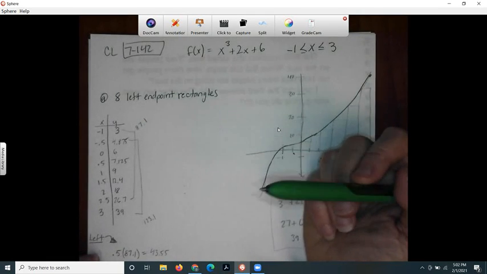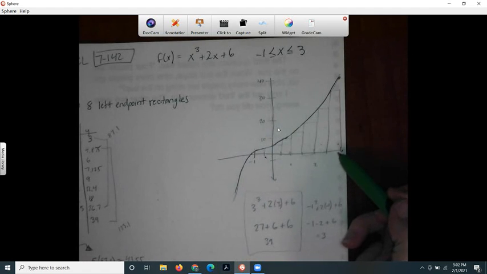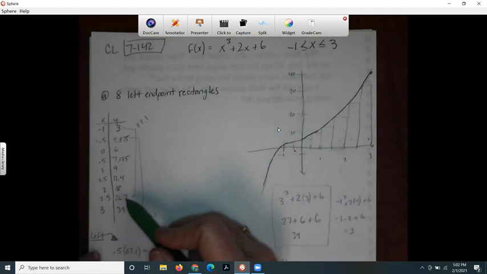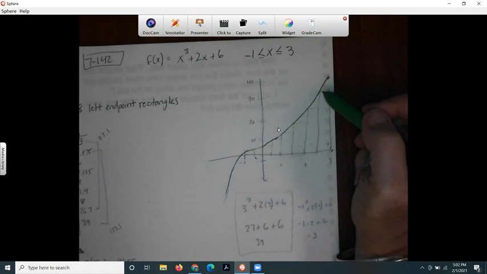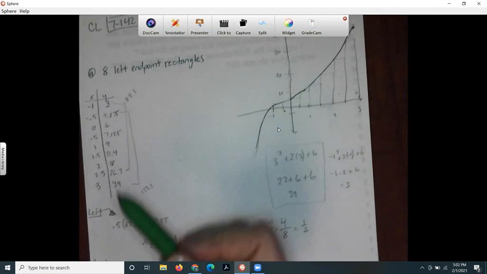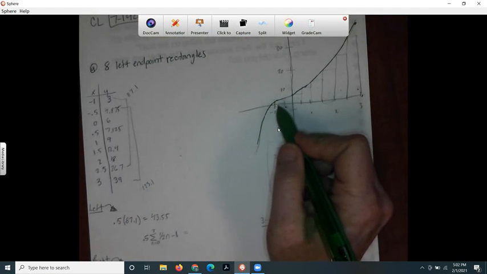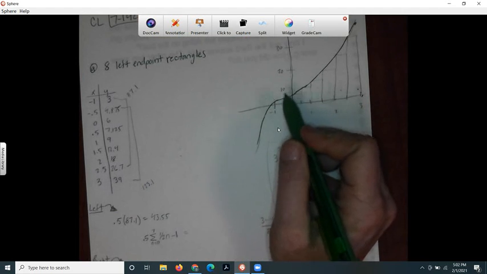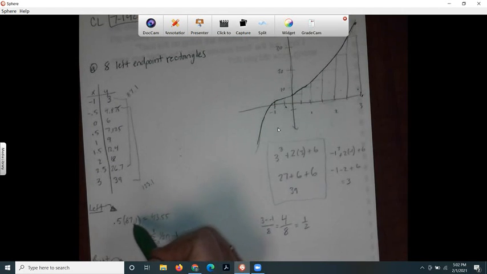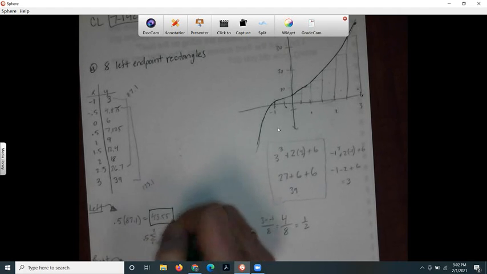Those are the heights of all my left endpoint rectangles. You'll notice the 2.5 is the last one that I use, because that's this one right here. I added them all up. I got 87.1, so I multiplied by 0.5, because that's the base, and then the height all added up is 87.1, and that ended up with my answer for my area under the curve using left endpoint rectangles.